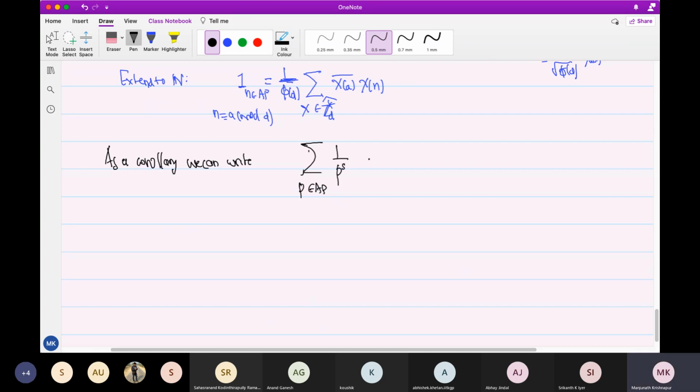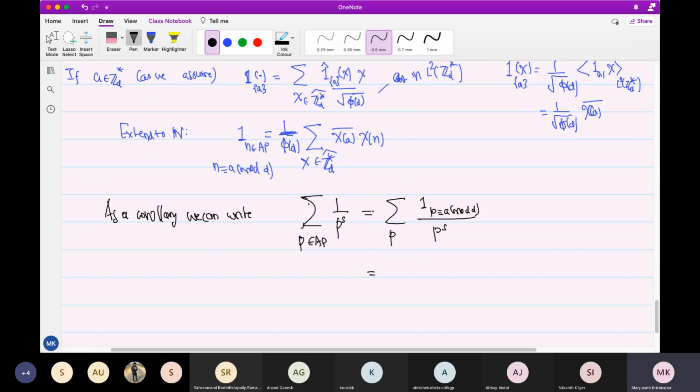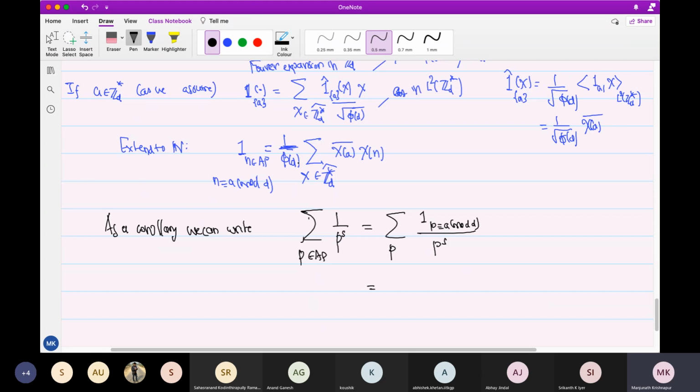Okay, so what is this? This is nothing but the sum over all primes of the indicator that p is congruent to a mod d, over p to the power s. Now we can write this in terms of characters like we did here. The indicator we will write like this.